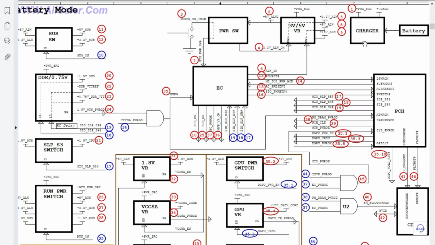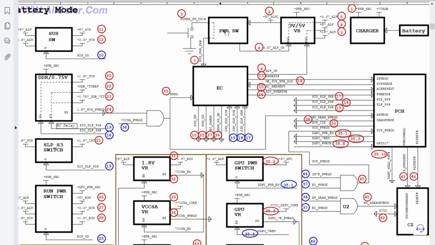The charger here is not the adapter. This is an IC basically. After receiving a voltage input from the battery or from the adapter, it generates power SRC, or B plus. Here, as you can see, we have plus V charger. This is the voltage that charges the battery. So when we get B plus, directly the second step is here in the power switch.